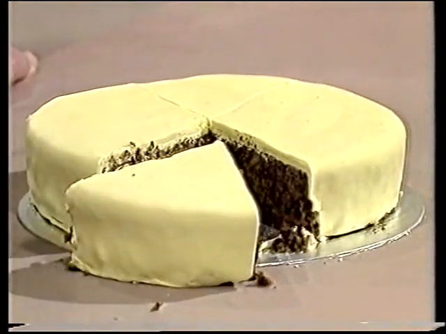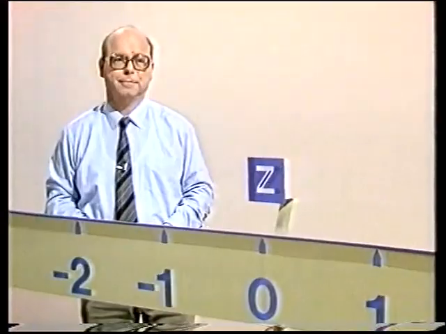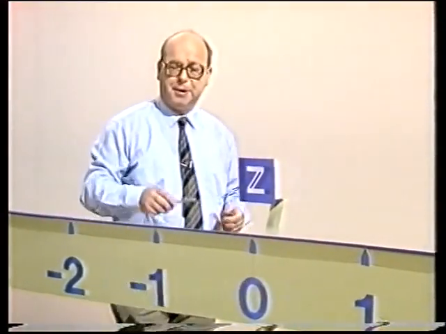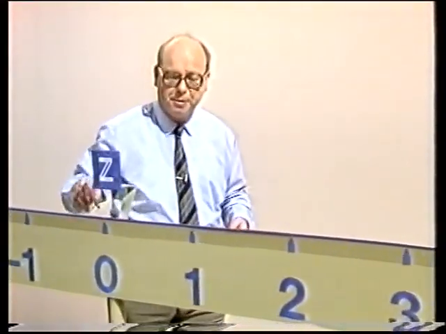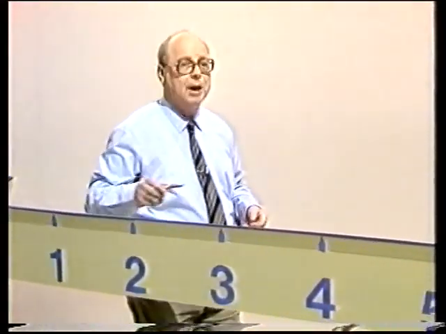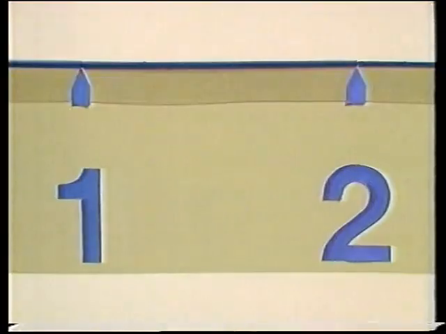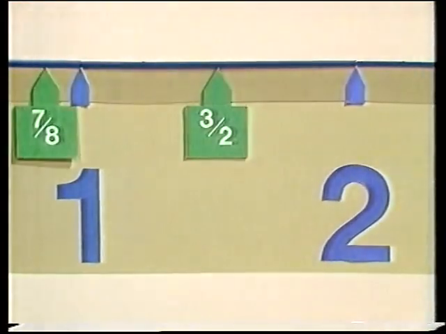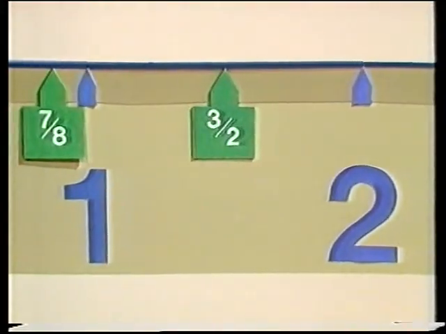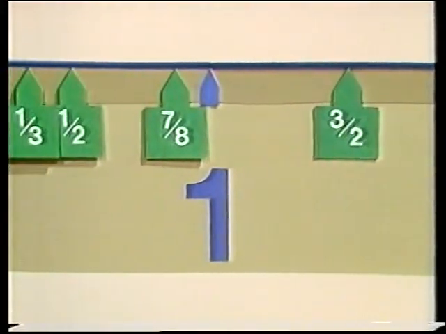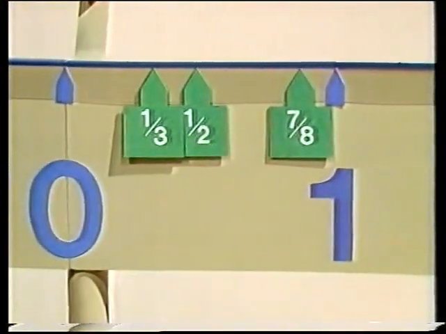Dividing up this cake gave us an idea of fractions. That is, of rational numbers. But how can we picture all the rationals? Well, one way is to use a number line. This number line shows some of the integers. Here's -1, 0, 1, 2, and so on. Let's add some rationals. Here's 3/2 and 7/8. And here's some more. 1/2 and a third.